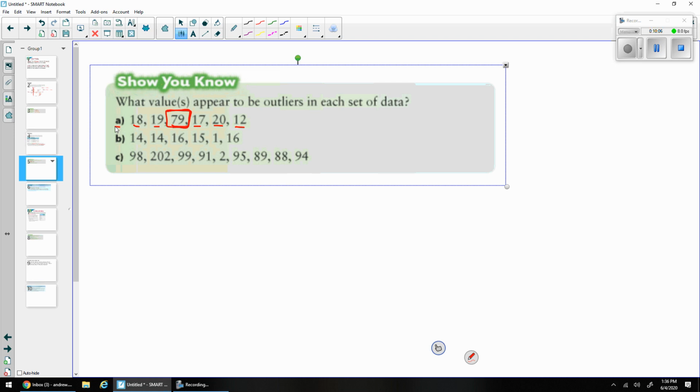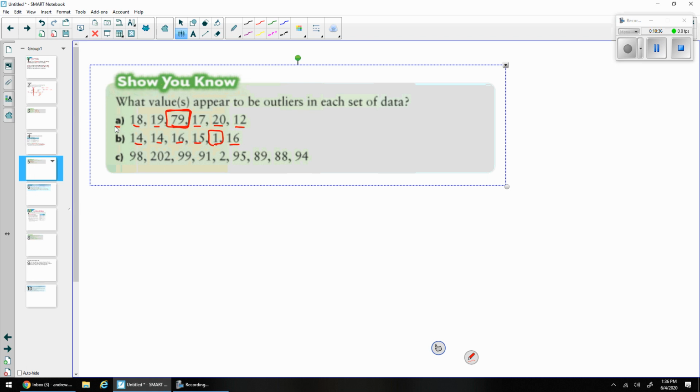So 79 would be an outlier in A. In B, 14, 14, 16, 15, 1, and 16. I would say 1 is an outlier for sure. It is only 13 away from 14, which isn't as much as in A, 79 being close to 60, well over 50 away from the next highest number. So this is only 13 away, but all the other numbers are very close together.